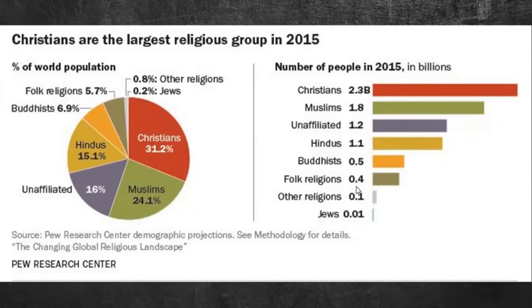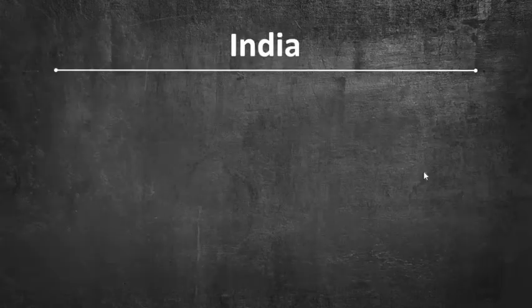Now, Christians are the largest religious group. This is from the Pew Research Center poll, and it says 2.3 billion. Neil brought up the unaffiliated, and that's even higher than Hindus, at 16% of the world. So there are a lot of unaffiliated folks who outnumber the Hindus. Buddhists are right under Hindus, so they're quite numerous as well.